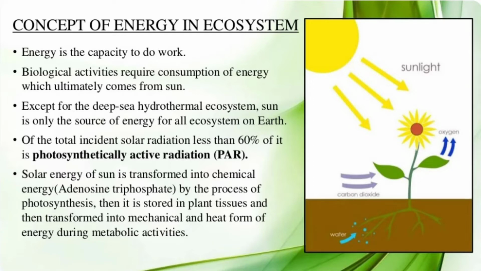Except for the deep sea hydrothermal ecosystem, the sun is the only source of energy for all ecosystems on earth. Of the total incident solar radiation, less than 60% of it is photosynthetically active radiation, which is called PAR. Solar energy of the sun is transformed into chemical energy by the process of photosynthesis. Then it is stored in plant tissues and then transformed into mechanical and heat forms of energy during metabolic activities.